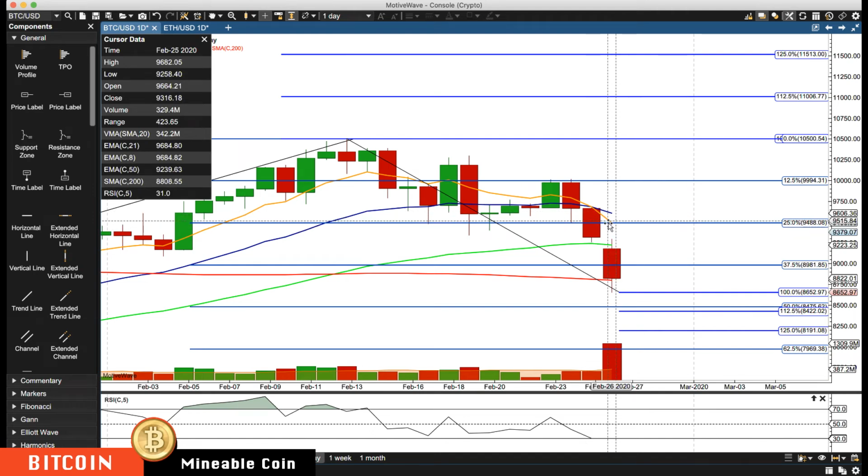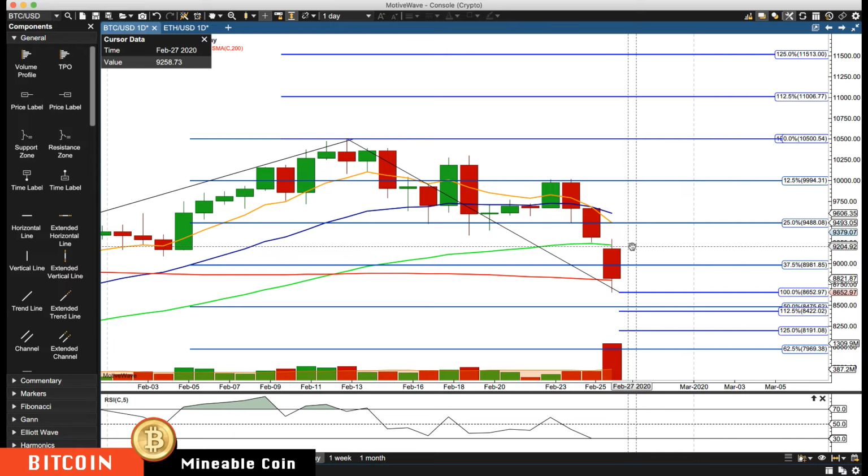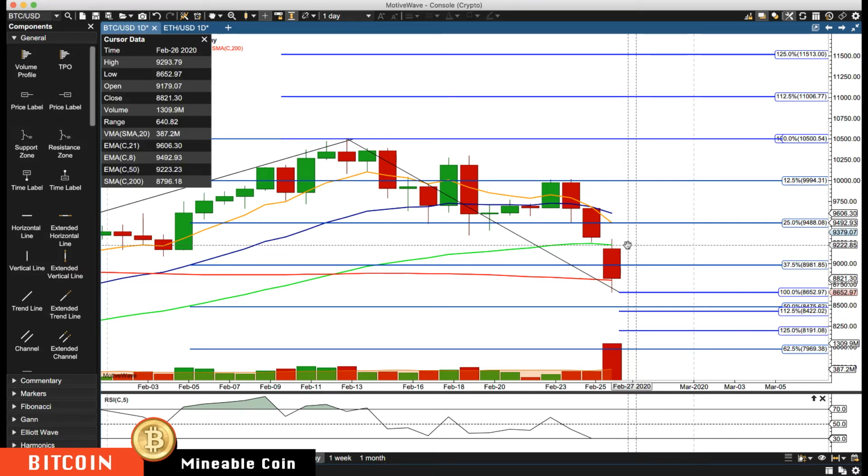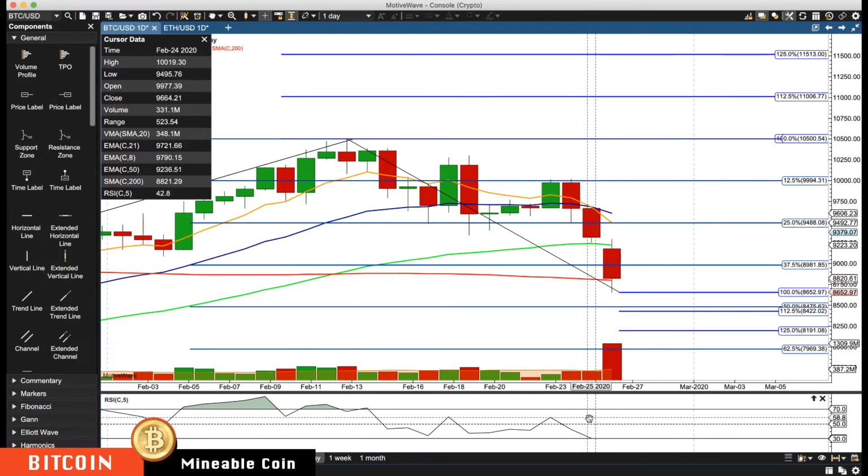On the daily chart, first cross the rotation zone, so major resistance now on the daily. You have some resistance at 9,200 with the 50, and then major resistance at 9,500. So those are all the key levels, and there again is no reversal pattern on the daily.